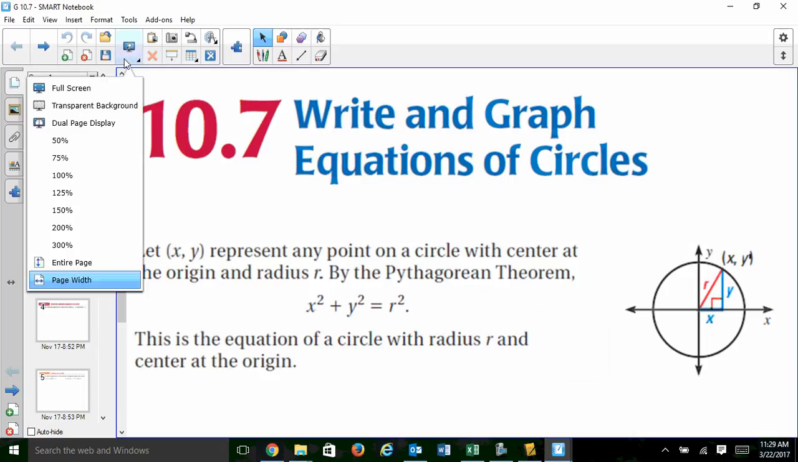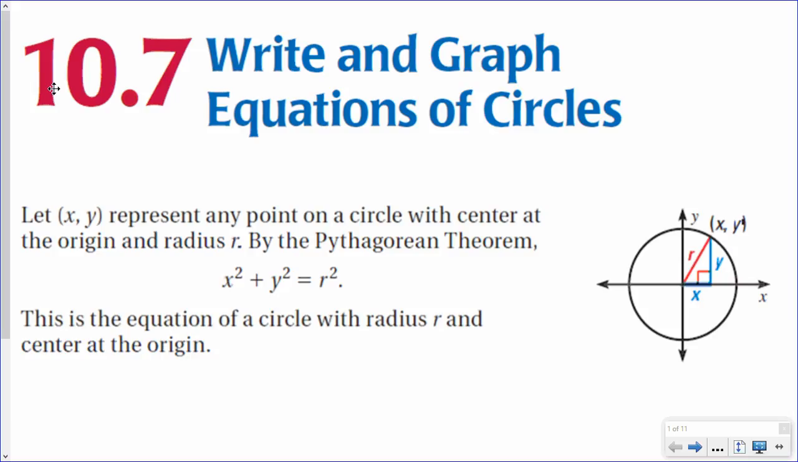This is section 10.7, write and graph equations of circles. And the objective would be I can write and graph equations of circles. You'll need 3 graphs. I got some cut out in my room here, so just grab those and be prepared to do a little graphing with these too.